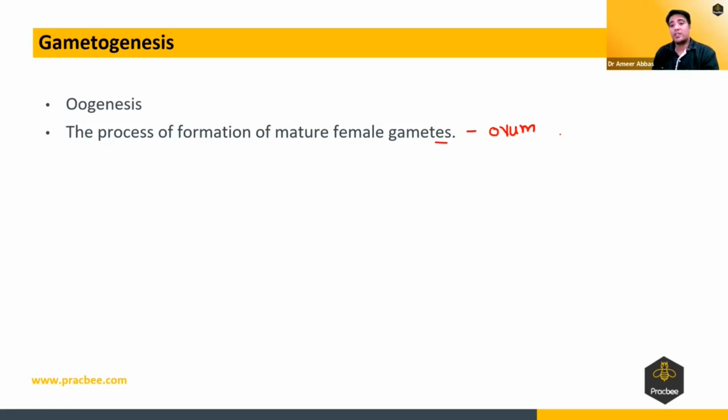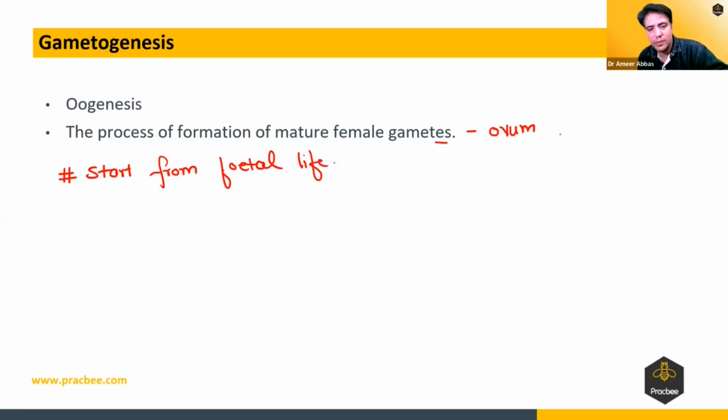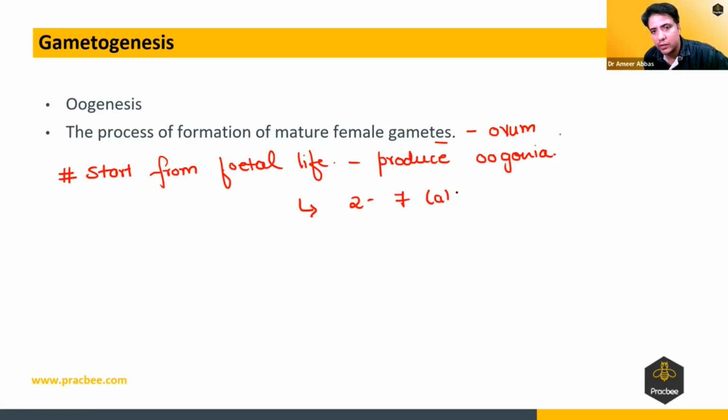The process of oogenesis starts in the fetal life. है ना? When the fetus is being formed, a lot of oogonia are produced, a couple of millions. As soon as the fetus develops and the ovaries develop, the fetus starts producing the oogonia. So they produce approximately 2 to 7 lakh oogonia. No more oogonia are added after birth.